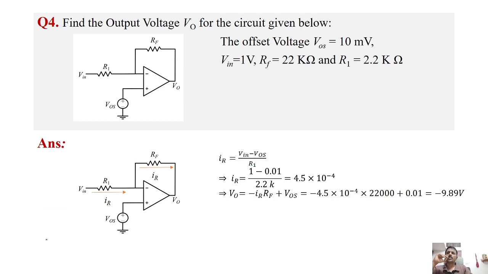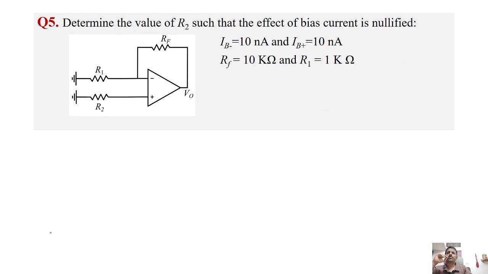I think it's clear to you all. We'll go to the next question, that is question number 5. Determine the value of resistance R2 such that the effect of bias current is nullified. So given that, we need to find the resistance value of this R2 if the bias current is given, and we need to nullify the effect of bias current.